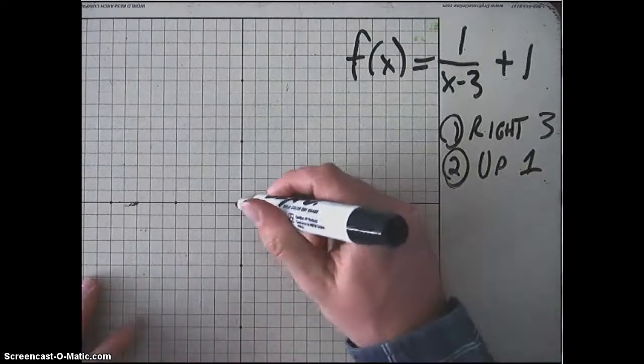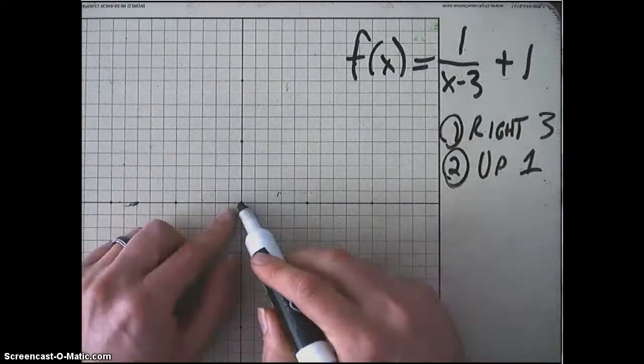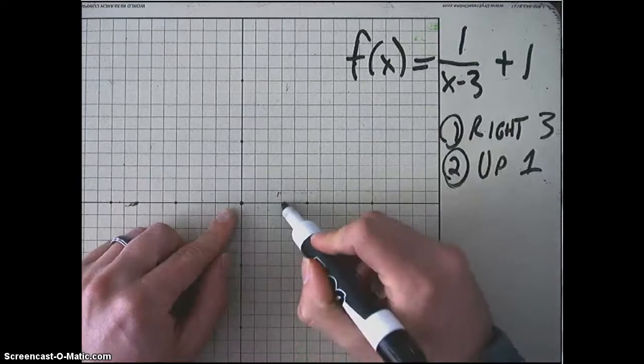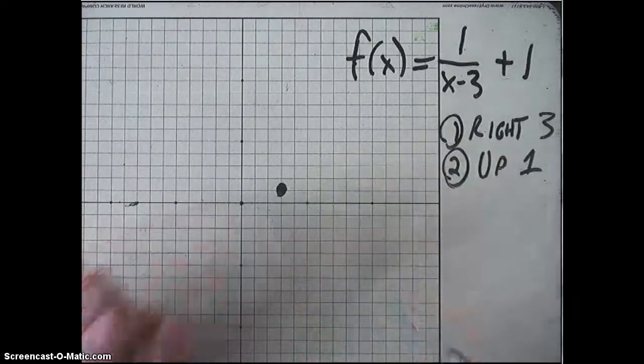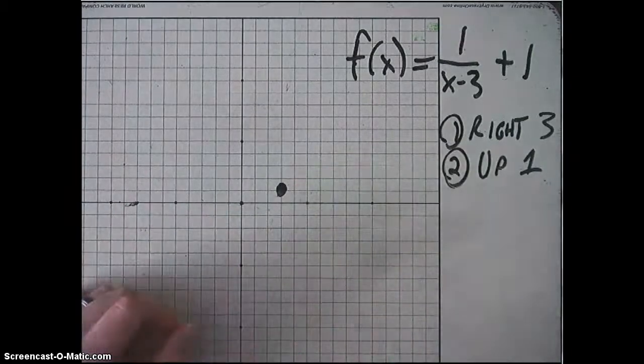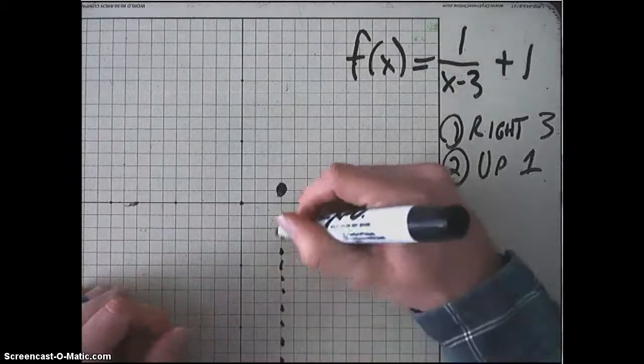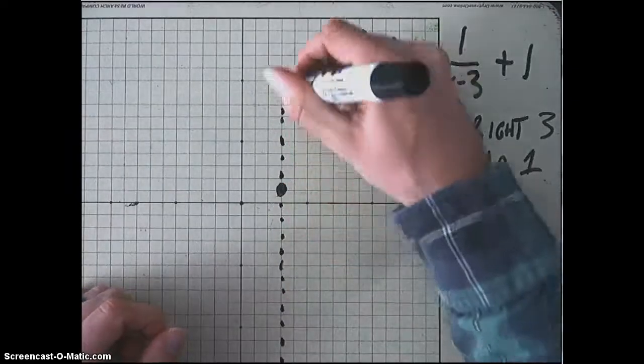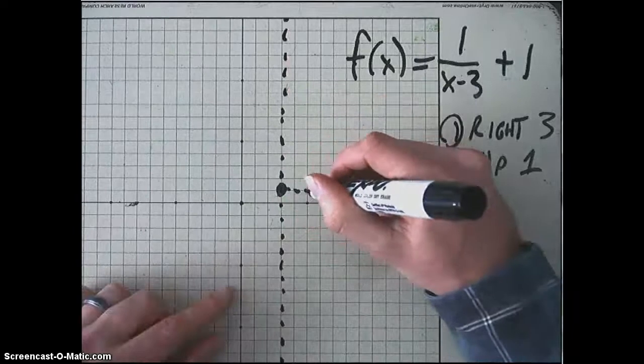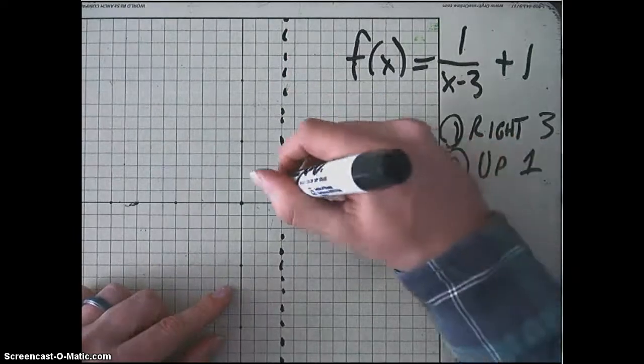So, from 0, 0, I'm going to go right 1, 2, 3, and up 1. I'm going to put a dot right there. I know that this is the intersection of my 2 asymptotes. So I'm going to draw 1 vertical as a dotted line and 1 horizontal as a dotted line.